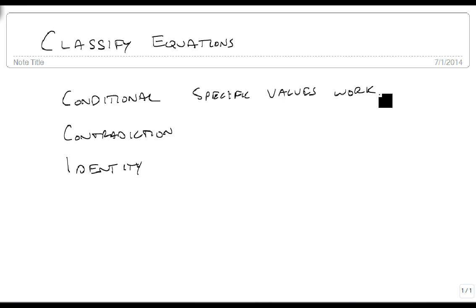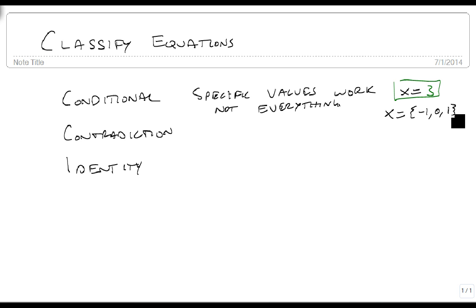But not everything works. And the classic example is the linear equation where you get something like x equals 3. That 3 could be a 4 or a 2, but a single x equals a value. That's a conditional. It's also true that there might be multiple answers, so x is the solution set of minus 1, 0, and 1, for instance, would also be conditional, because these three values work, but not everything works.